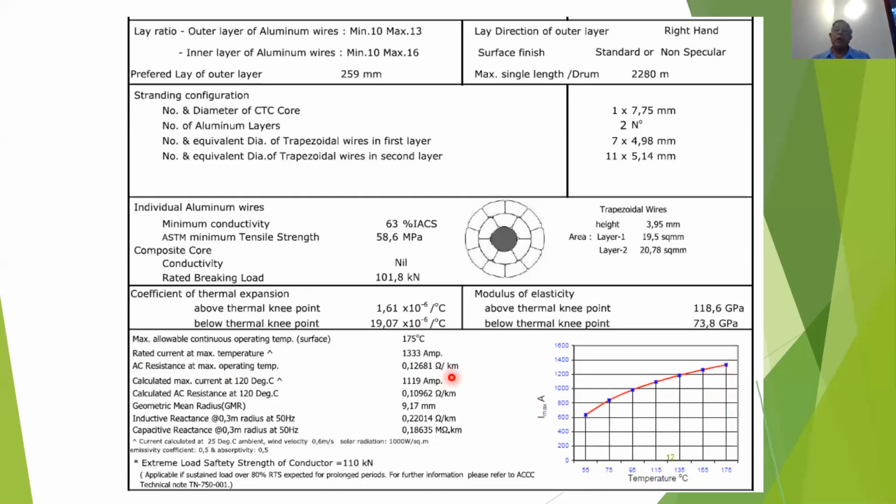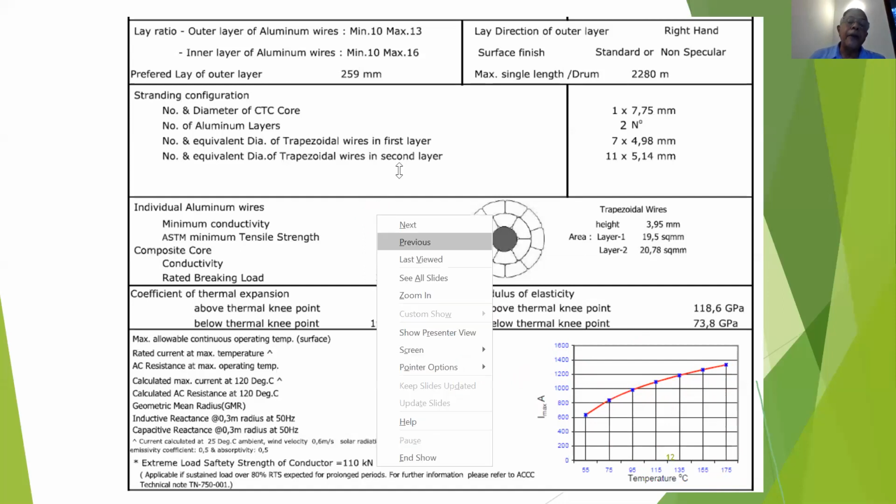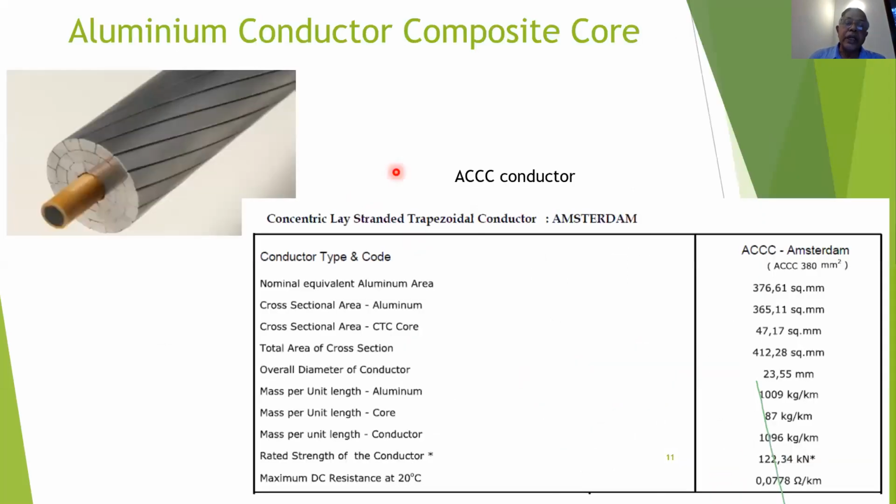So, you know, I squared R, you are emitting heat, and the conductor gets heated up when the current is high. So with 1350 ampere, the conductor can be operated at 175 degrees. Now, the previous ones, these conductors can be operated up to 80 degrees only.